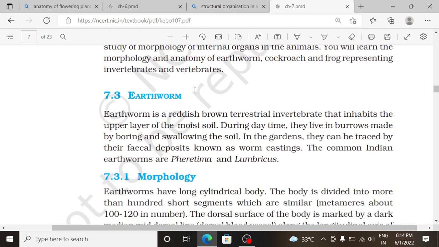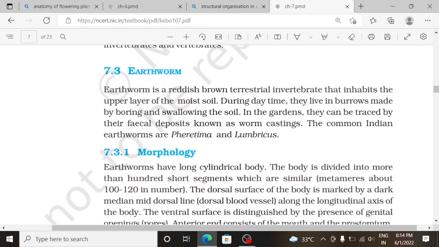So earthworm. Earthworm is a reddish brown terrestrial invertebrate that inhabits the upper layer of the moist soil. During daytime, they live in burrows made by boring and swallowing the soil. In the gardens, they can be traced by their fecal deposits known as worm castings. The common Indian earthworms are Pheretima and Lumbricus.